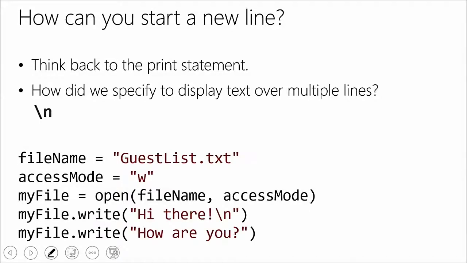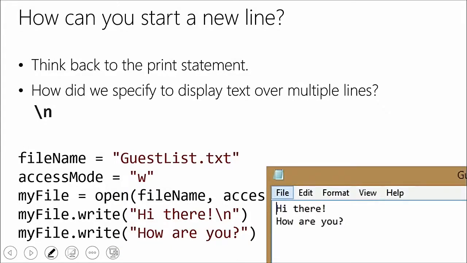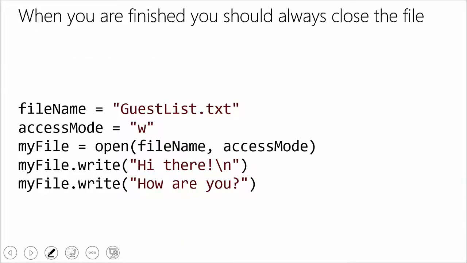And so now, if I do a \n there, and I bring this back up, now you're going to notice that it's on a brand new line. Cool. Now, the last little thing is this. One of the things that you're going to be talking about later on is error handling. So what happens if something goes wrong?